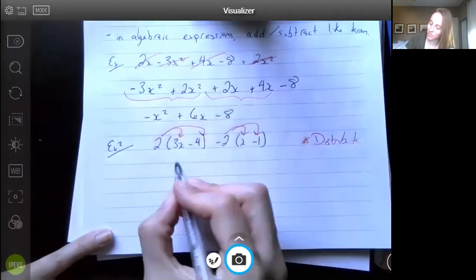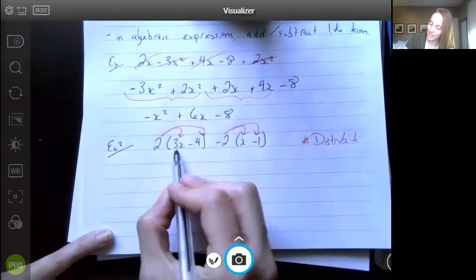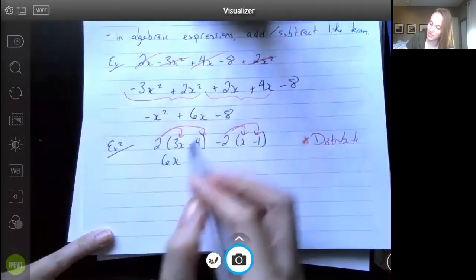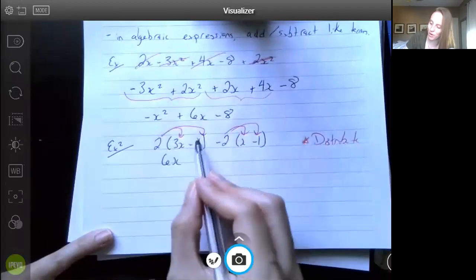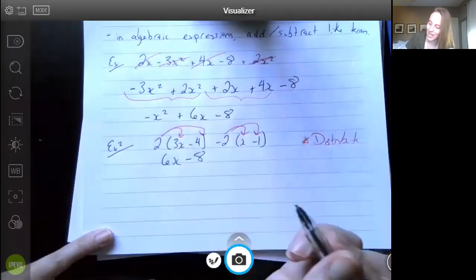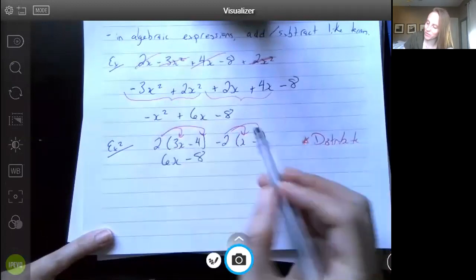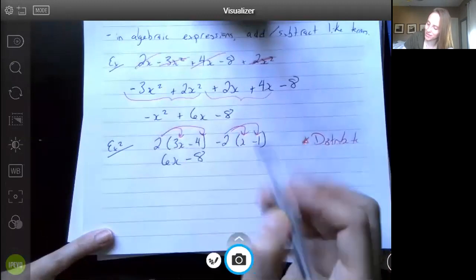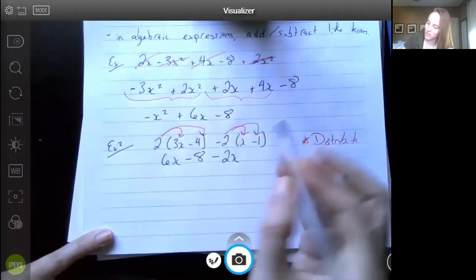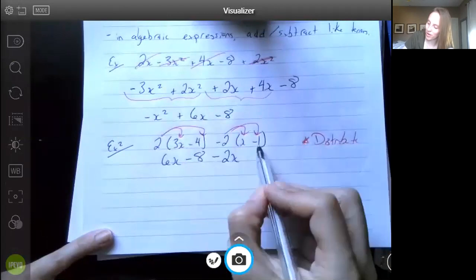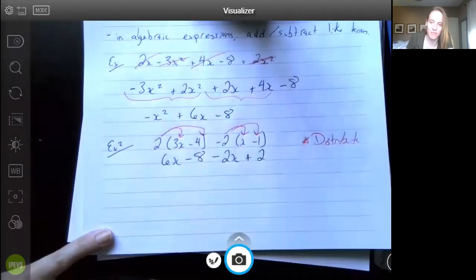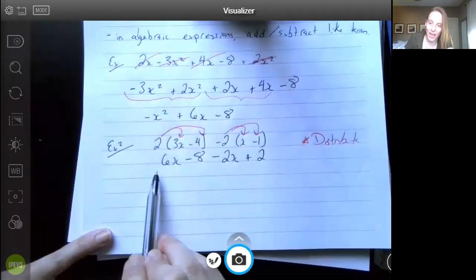So that leaves us with 2 times 3x is 6x, and then 2 times negative 4 is minus 8. And then negative 2 times x is minus 2x, and negative 2 times negative 1 is positive 2. So that's how we fill it out. Then I'm going to gather my like terms.